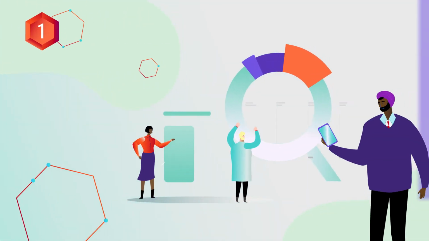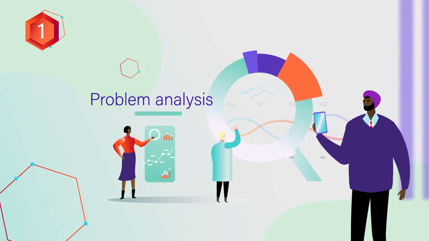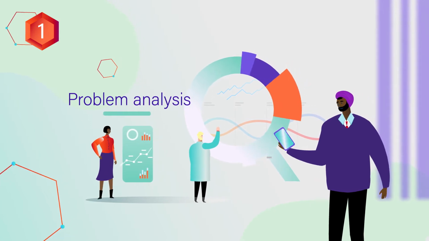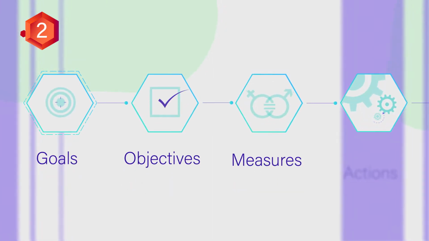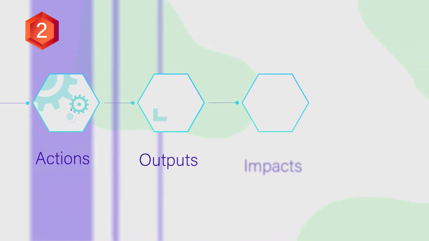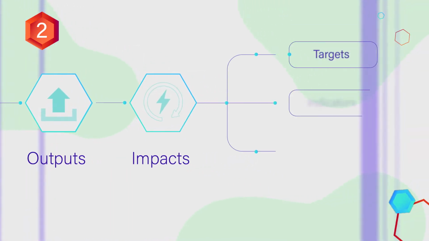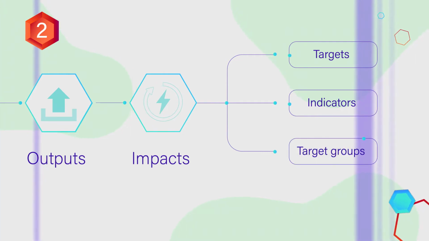1. The implementation of gender equality measures must be based on a problem analysis and address at least one of the three equality policy objectives. 2. Measures must have a logical structure, from goals to actions to concrete outputs and impacts, and must include precisely formulated targets and indicators and clearly defined target groups.